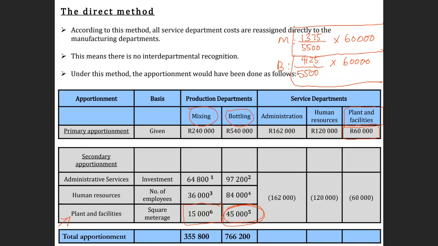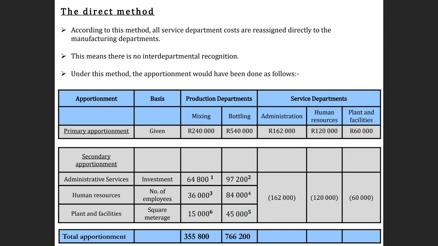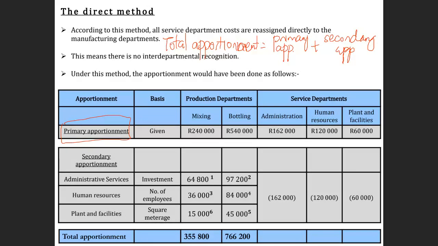And all you're going to do then is, remember I had said to you at the beginning, you will need to calculate the total apportionment by summing up the primary apportionment, the direct cost of the department. So primary apportionment plus the secondary apportionment. So here's the primary apportionment in the first block. And all you're going to do here is, and it's only for the mixing and bottling departments that you are summing these up.